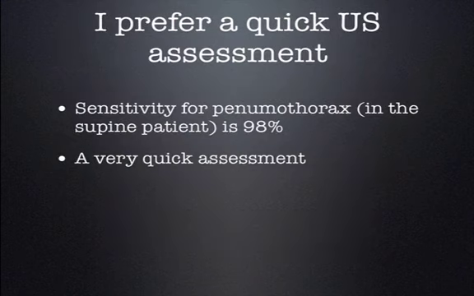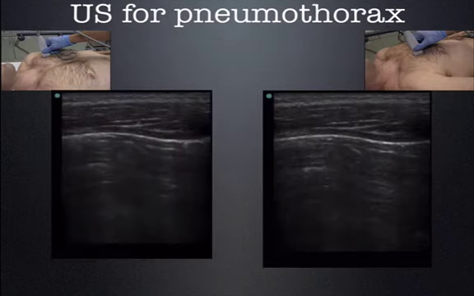I prefer just to do a quick ultrasound assessment, and the sensitivity to pneumothorax in a supine patient with ultrasound is 98%. And overall, this is a very quick assessment. It's really not going to take a lot of time. In fact, I bet that in the amount of time it takes you to go find a 14-gauge angiocath, you could do a bilateral thorax assessment for pneumothorax. So how do we do it?